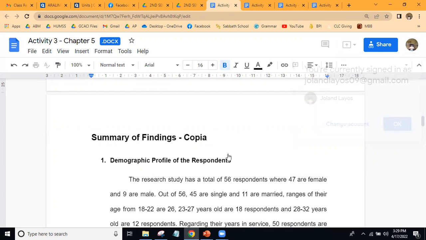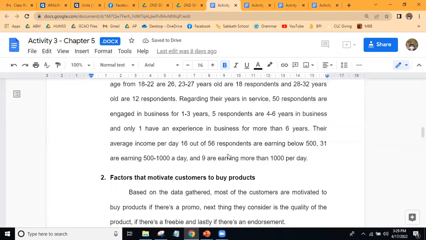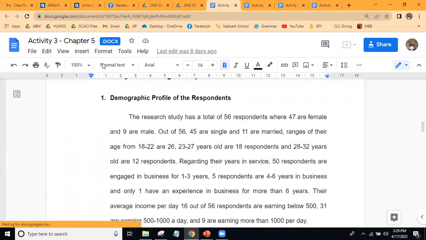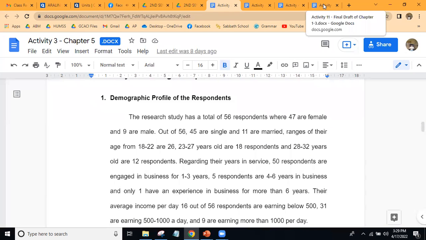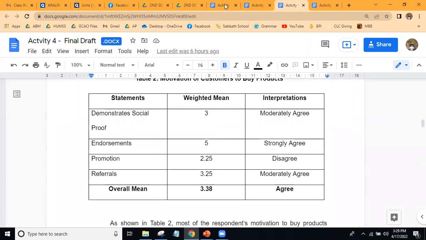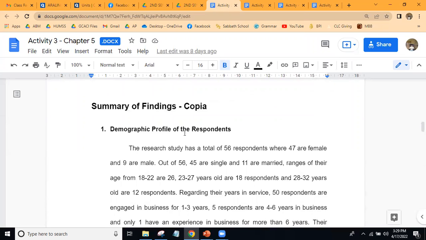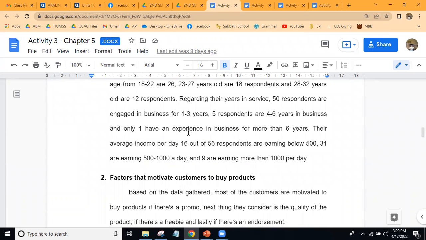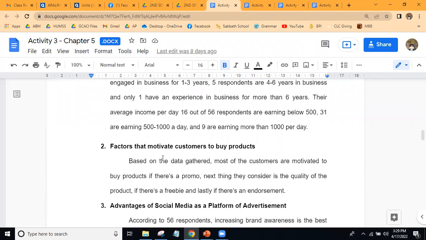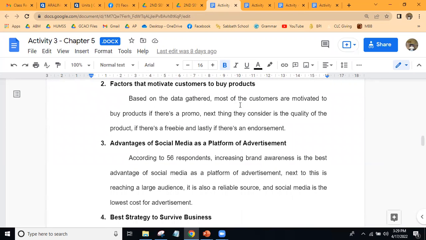May nakalagay pa kung sinong gumawa nito. Parang alam ko sinong gigradean ko. No? So the demographic profile of the respondents. Ayan, the research study has a total of 56 respondents, 47 are female and 9 are male. So isa-summarize ninyo lang din kung ano kadalasan ang nakalagay dito sa interpretation sa baba ng table, ganun din halos ang inilalagay sa summary of findings. Medyo iba-ibahin ninyo lang ang wordings, okay? So yan, factors motivates customer, no? Ayan, based on the data gathered, most of the customer ganyan, and so on and so forth.